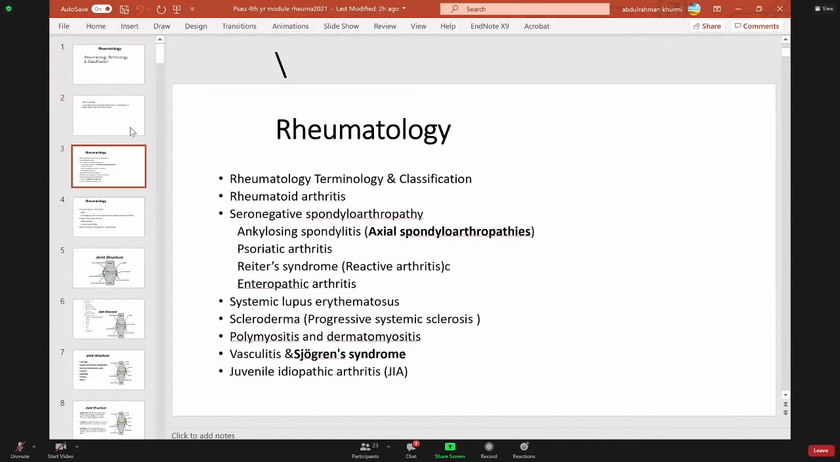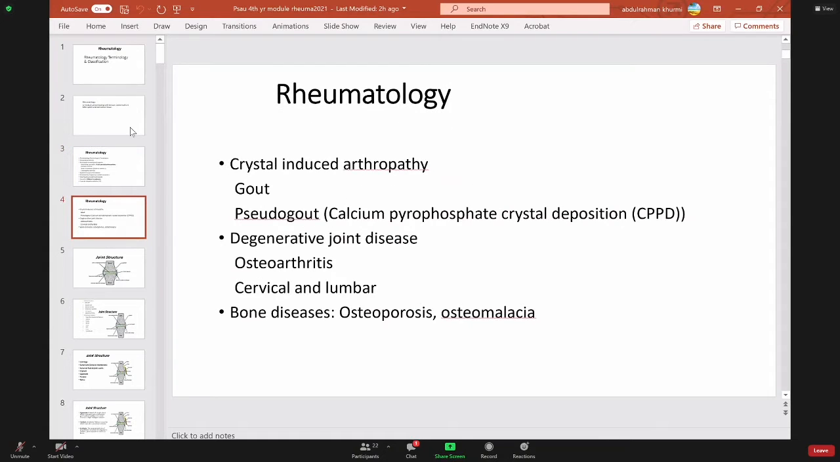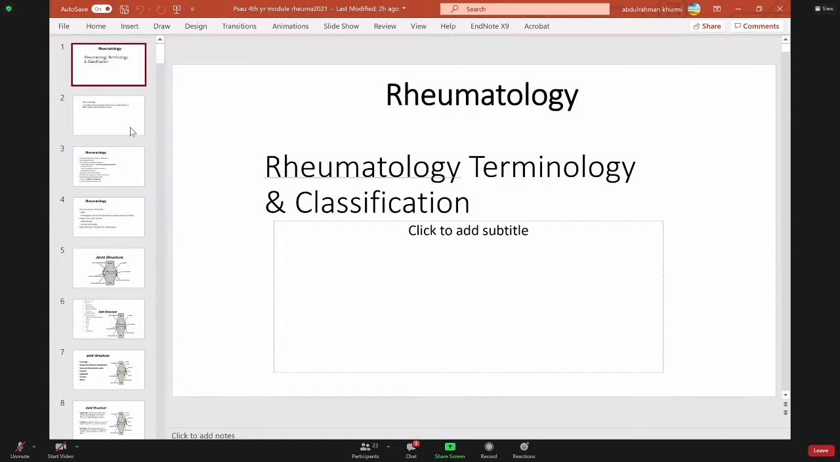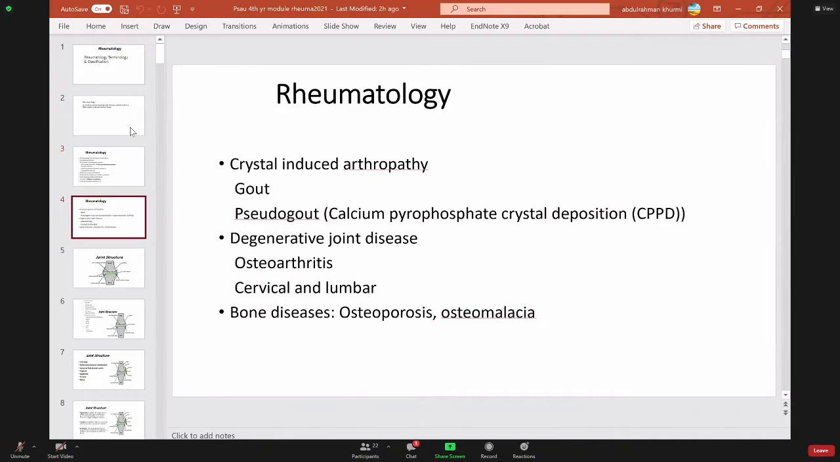Okay? So we'll speak about rheumatoid arthritis, which is one of the most common diseases, seronegative arthropathy, including ankylosing spondylitis, psoriatic arthritis, Reiter's, and enteropathic arthritis. You all know about systemic lupus erythematosus, scleroderma, and polymyositis and dermatomyositis, vasculitis, Sjogren's, and juvenile idiopathic arthritis, crystal-induced arthritis, pseudogout, degenerative diseases, and bone diseases like osteoporosis.